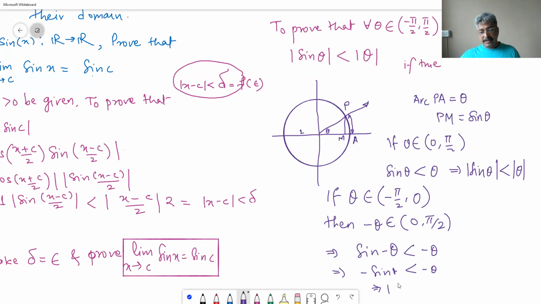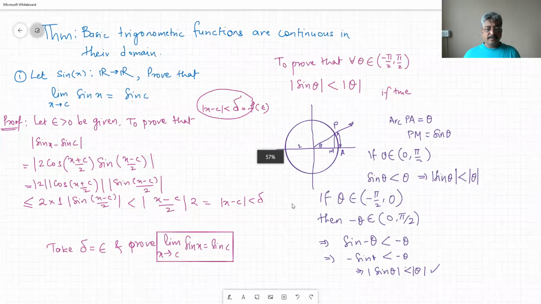Is this going correctly? Is this correct? Yes sir. So it is true for all values of theta between minus pi by 2 to pi by 2. This inequality is true, and therefore we get the limit sine x is equal to sine c. Because this was pending, we have used it here and we got it. Understood?